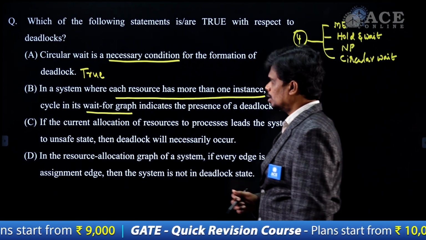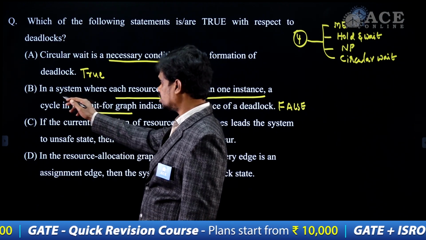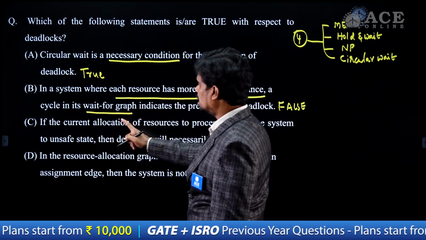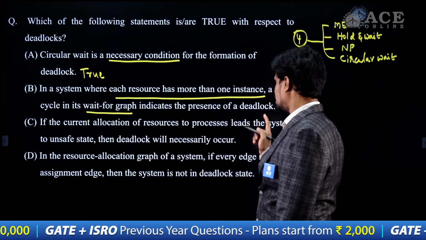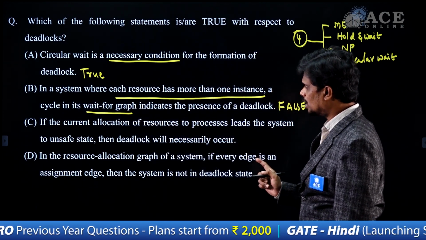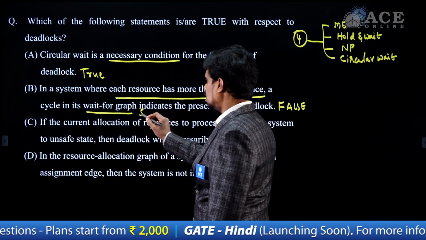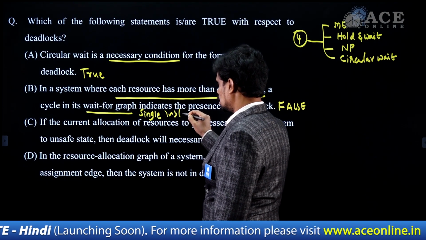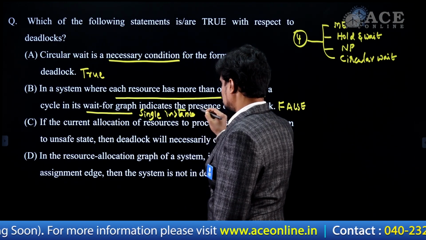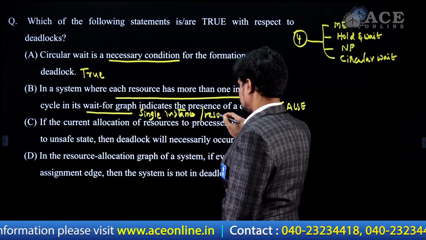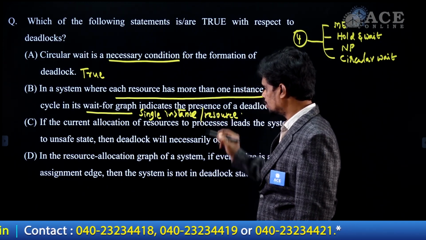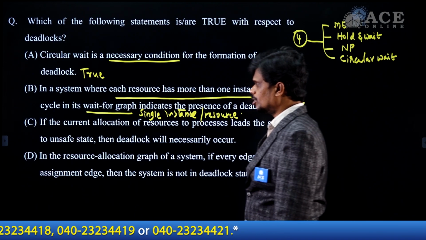But here, what is the statement of B? Where each resource has more than one instance, a cycle in its wait-for graph indicates the presence of deadlock. In that sense it is false, because this wait-for graph is applicable for single instance per resource. Single instance per resource. Right. Next, look at option C.